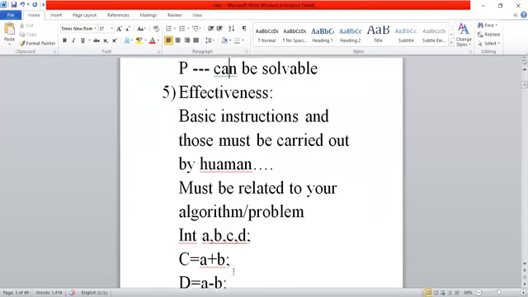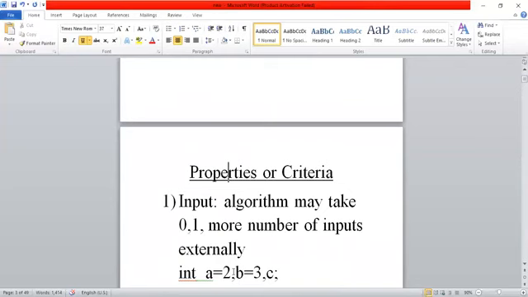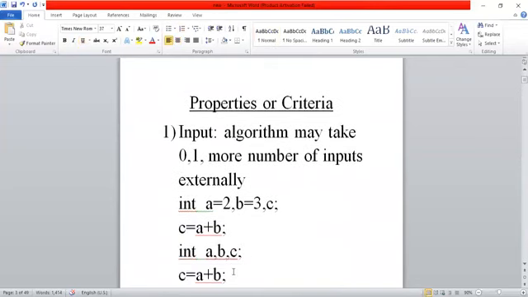So we treat these five properties as properties of an algorithm, or criteria. Sometimes we treat it as criteria or properties, either criteria of an algorithm or properties of an algorithm. If this question is asked in the exam, explain about criteria of an algorithm or properties of an algorithm, you start with the input and end with the effectiveness. Okay? Input is one property.